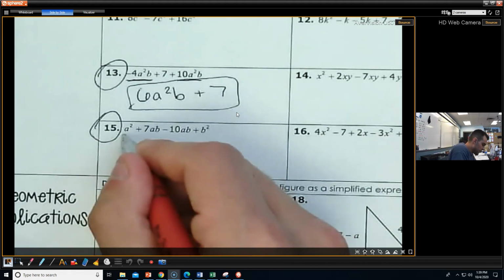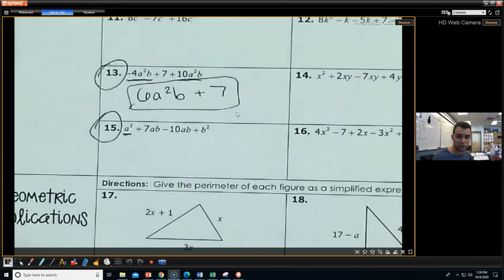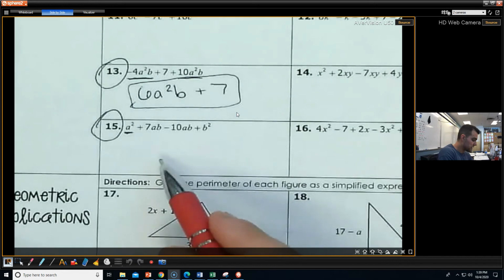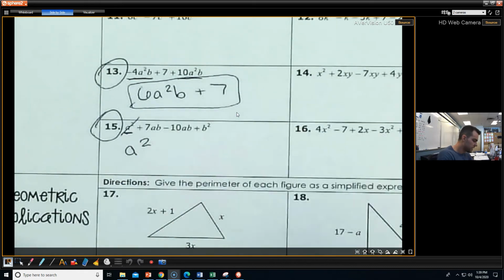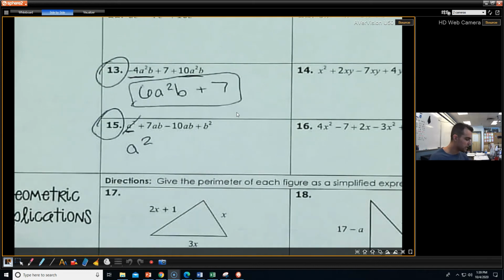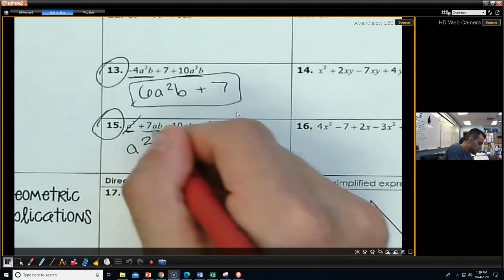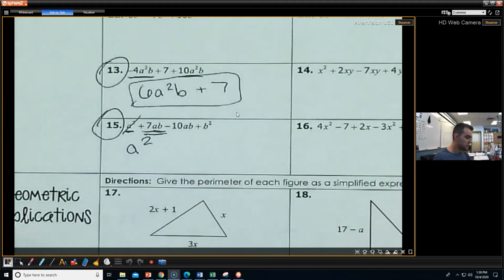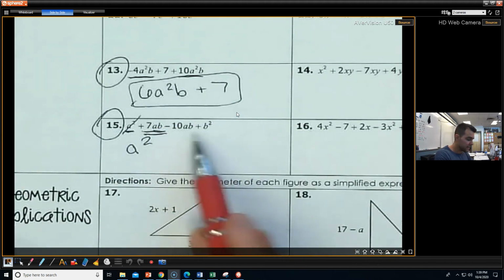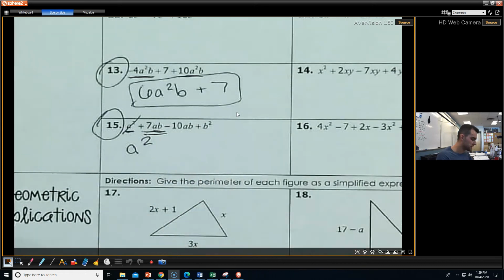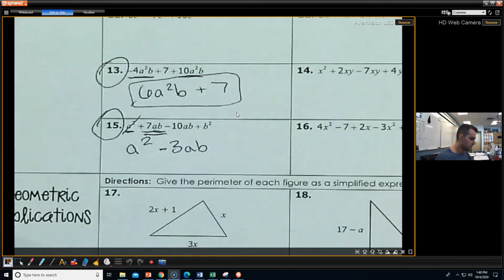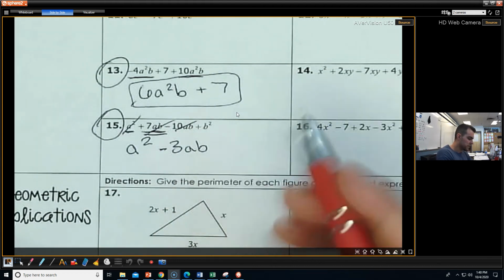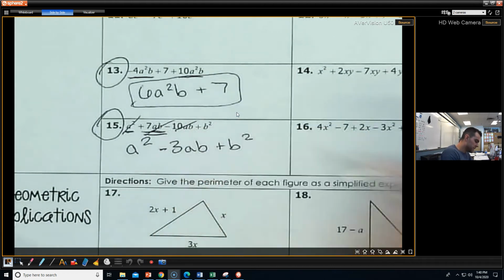15, let's see, with a squared, do I have any like terms with that? It doesn't look like it, so I'm just going to write it down below like that. And you could cross them off as you go too. There's a lot of ways to strategize here. We have this 7ab right here, and then we have a like term which is negative 10ab. Okay, so 7 minus 10 is negative 3ab. And then we're left with just b squared, and it's a positive b squared.